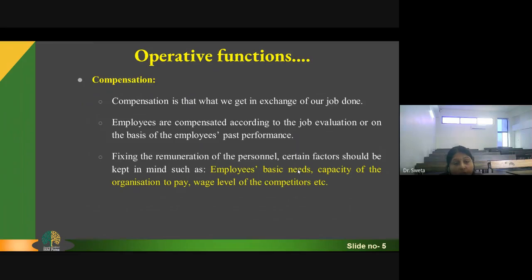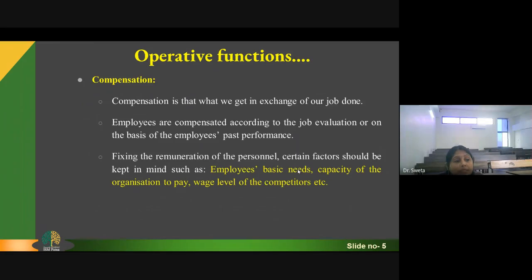Okay, and on the basis of that, we try to hire the personnel, and once the personnel enter the organization, they will be getting that remuneration as their salary. And while fixing the remuneration of the personnel, we need to keep several factors in mind, in which the employee's basic needs will be most important.